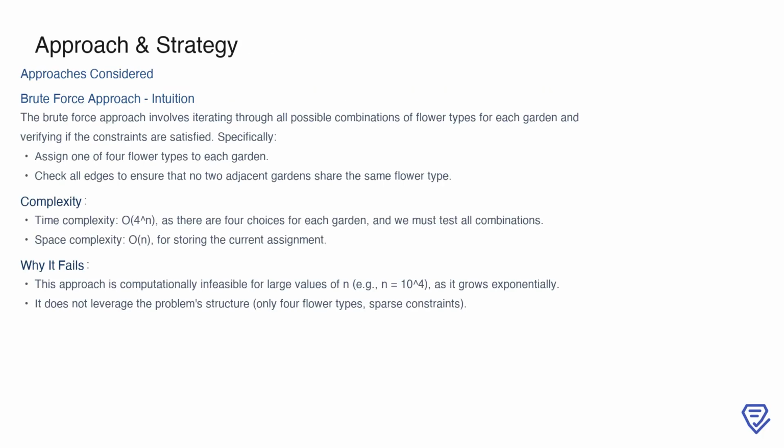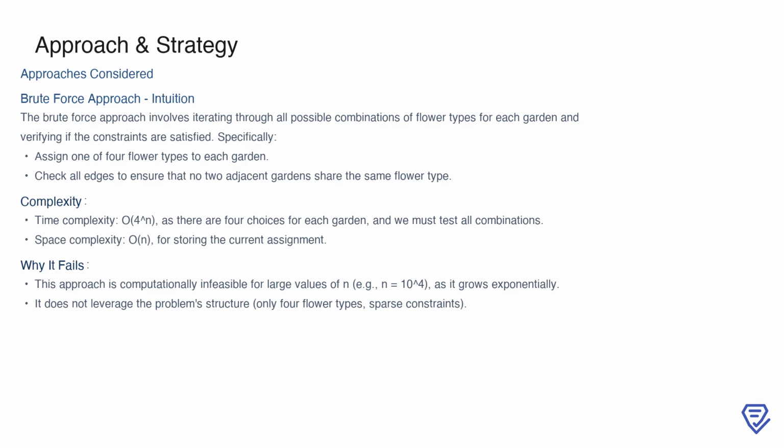To solve this problem, one initial approach we might consider is the brute force method. The idea here is straightforward: we try every possible combination of flower types for each garden and then verify if the constraints are satisfied. Specifically, for each garden, we assign one of the 4 flower types and then check all the paths to ensure that no two adjacent gardens have the same flower. However, this approach quickly becomes impractical.